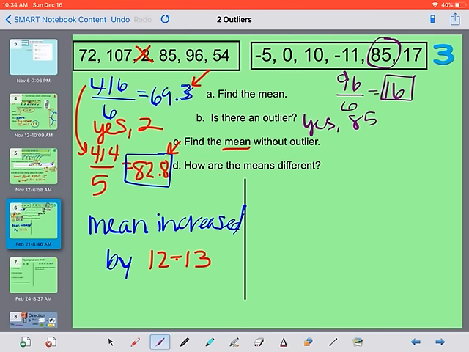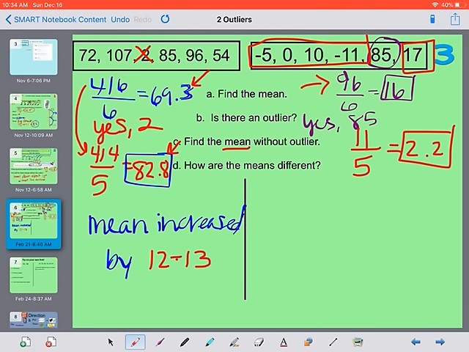It is 85. Now I need to find the mean without it. Without it, we only have 5 numbers. So we know altogether with all of the numbers it was 96. So if we subtract 85, adding up all of these numbers gives us only 11, which makes sense because some are negative and some are positive. So 11 divided by 5 gives us 2.2, which makes sense because our average is pretty close to 0, some negatives and some positives. There's just a few more positives.